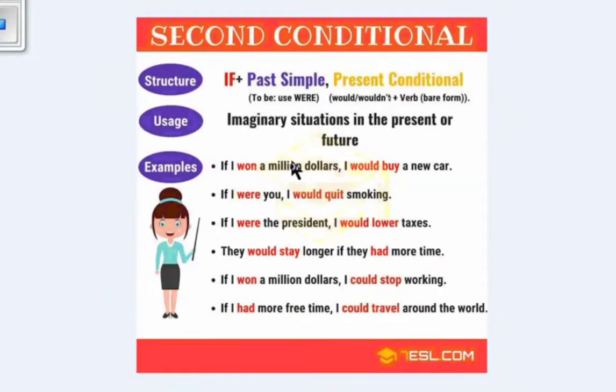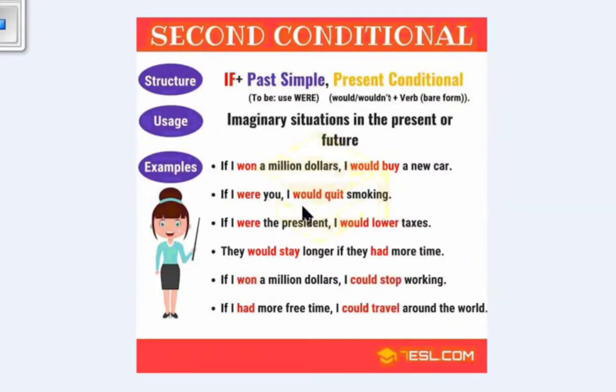Let's read together. If I won $1 million, comma, I would buy a new car. The situation is in the present. But how can I win $1 million? So the situation is unlikely to happen in the present or in the future. We can start with, I would buy a new car if I won $1 million. And in this case, I wouldn't use the comma.